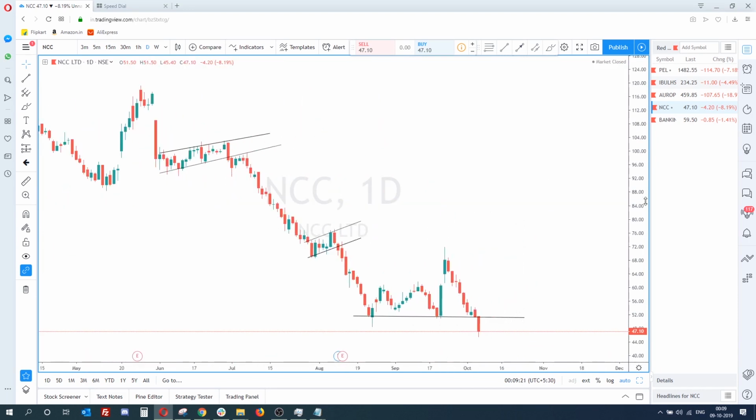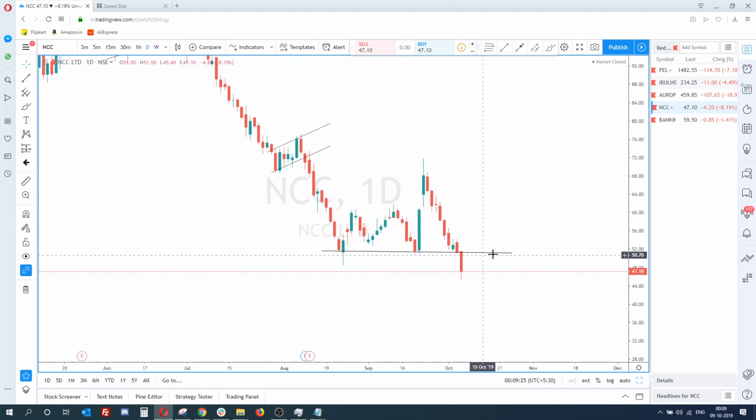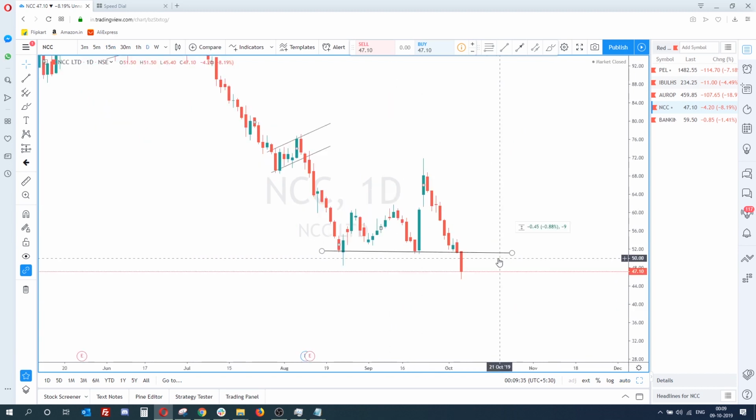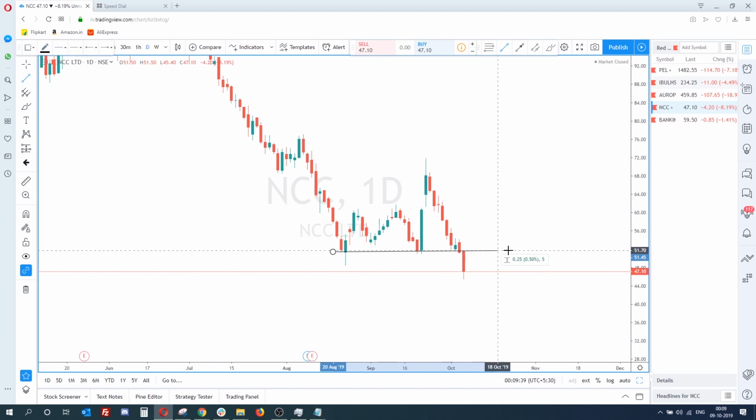This is NCC. Here also I would have made an alert, so this would have alerted me at this point. So I will be waiting for the green zone to be broken in the stock. So how do I draw this? I just take this and draw this.